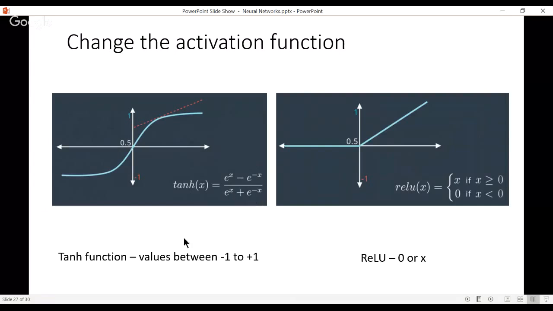It gives out values between -1 and 1. Sigmoid gave out values between 0 and 1. But the useful part of tanh is that it flattens very slowly. So it gives higher derivatives as compared to sigmoid for a long time. It doesn't flatten out right away.